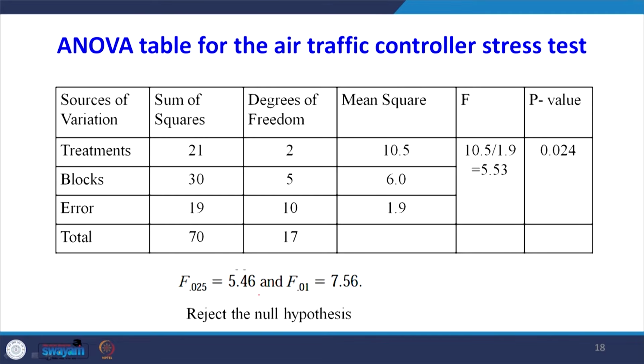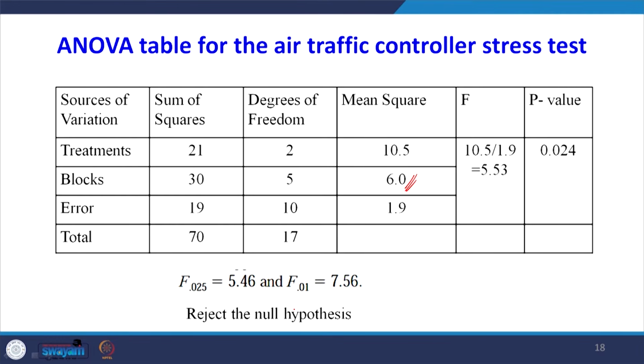Now, whatever value I have given, I have kept it here. So, it is 10.5 divided by 1.9, even though we find this one we will not use it for calculation. So, 5.59, and the p value is 0.024. If alpha equals 5%, we have to reject our null hypothesis.